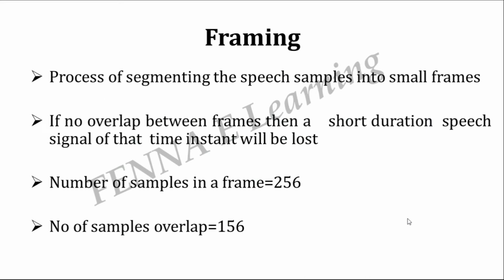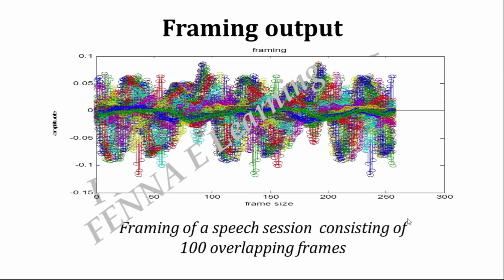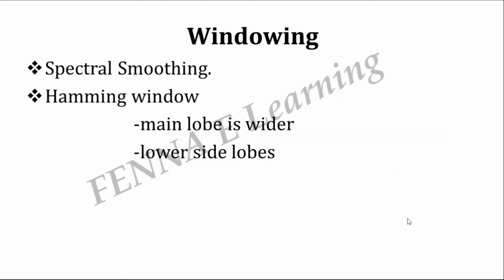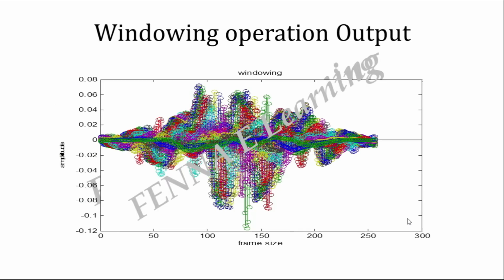Framing is the process of segmenting the speech samples into small frames to reduce the loss present in the signal. The number of samples in a frame is 256, and the overlap is 156, and this is the framing output of the speech signal. The windowing operation is performed using a Hamming window. The advantages of the Hamming window are the main lobe is wider and the side lobes are lower, and this is the windowing operation output of the speech signal.